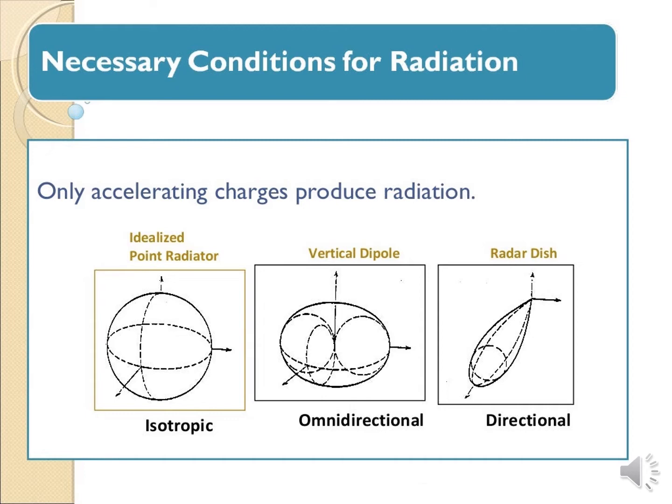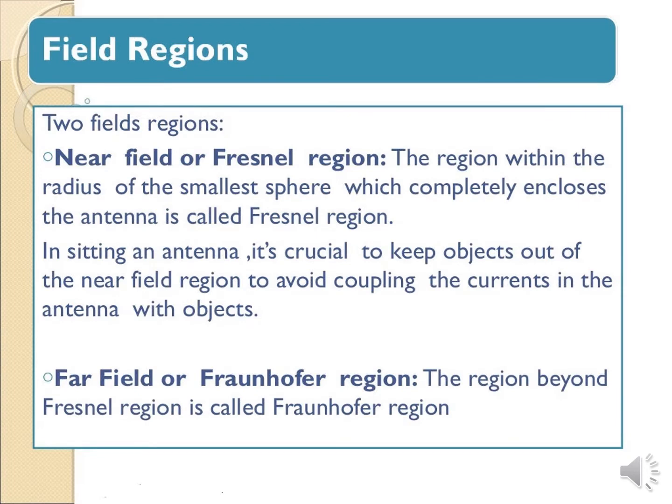Suppose we want a particular antenna to radiate in a particular direction, then we can make that antenna be focused on that particular side. That is called a directional antenna.